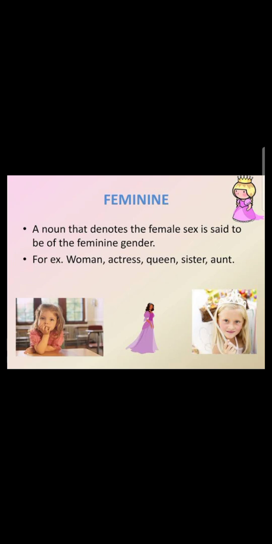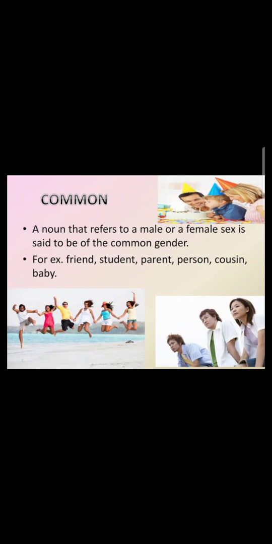Next, third one, common gender. A noun that denotes either a male or a female is said to be of the common gender, which means it denotes both male and female. For example, friend, student, parent, person, cousin, baby. These are the examples for common gender.